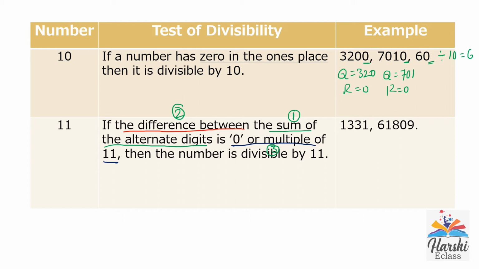Two examples are there. 1,331. First find the sum of the alternate digits. Alternate digits: first position, third position numbers. First and third place numbers I am going to add now. 1 plus 3 is equal to 4. Now I will add the numbers which are in the second place and fourth place. 3 plus 1 is equal to 4.